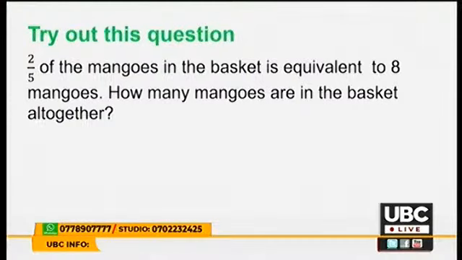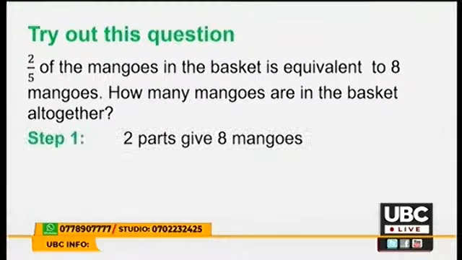We can use a fraction. I would like you to use your paper. Divide the paper into 5 parts. This time not 3, but we are dividing it into 5 equal parts.